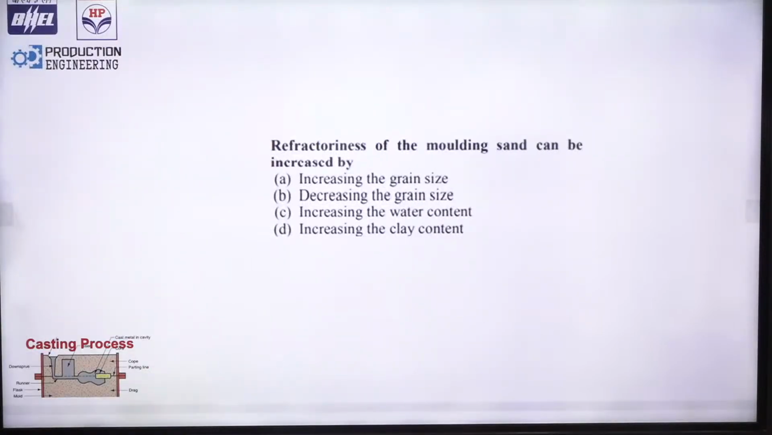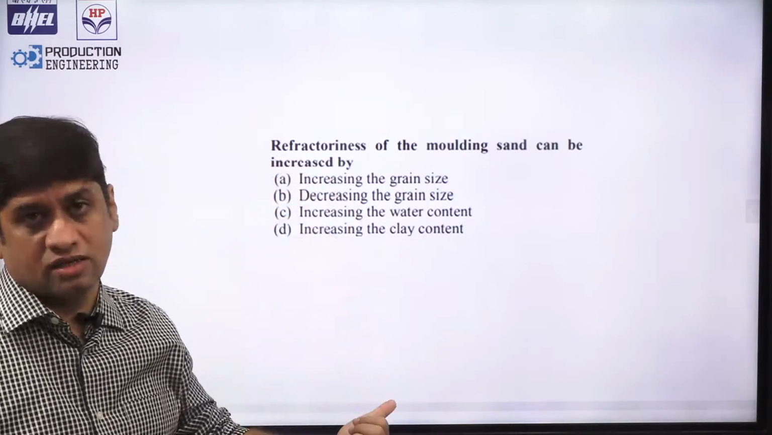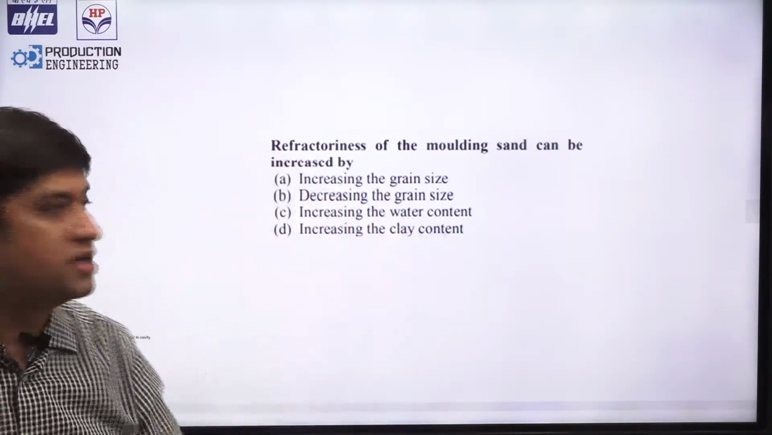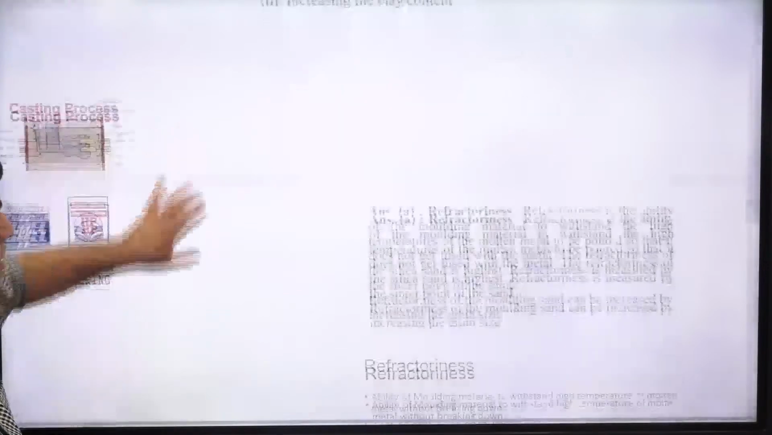Refractoriness of molding sand can be increased by what? How shall you increase the refractoriness of the molding sand? So just give your answer to this. Refractoriness of molding sand can be increased by what? What is your answer? Increasing the grain size, decreasing the grain size, increasing the water content, increasing the clay content. How do you think refractoriness is related to the grain size? Whenever you get these two, increasing or decreasing, there's a very high probability that A or B will be the answer, because either it will increase or it will decrease. So one of the answers will be there. So what do you think is the answer? How is the refractoriness of the molding sand related to grain size?